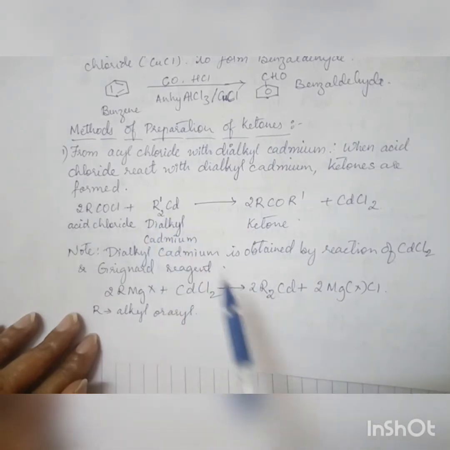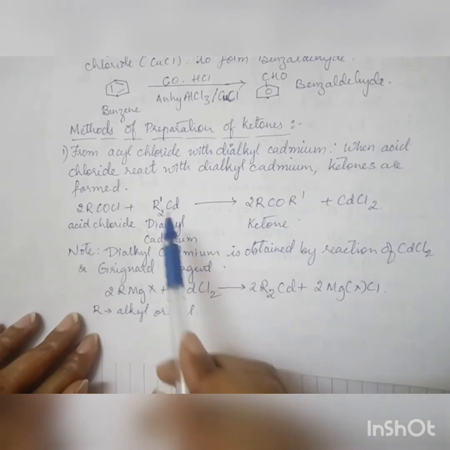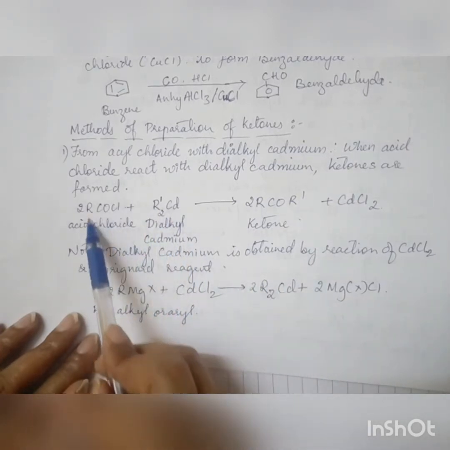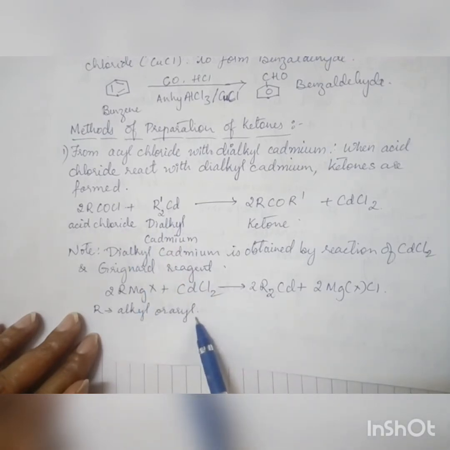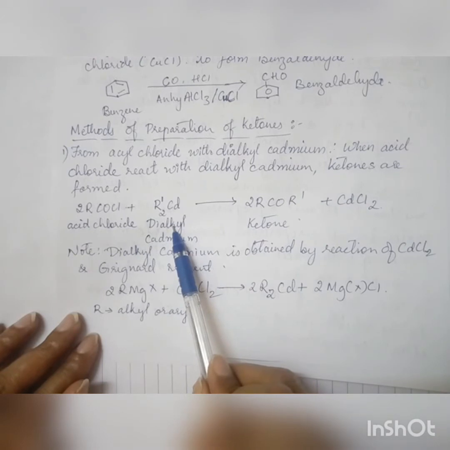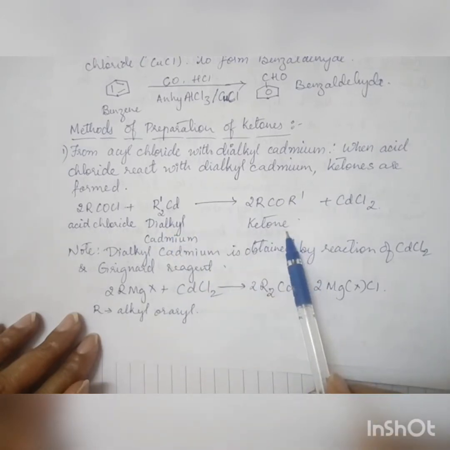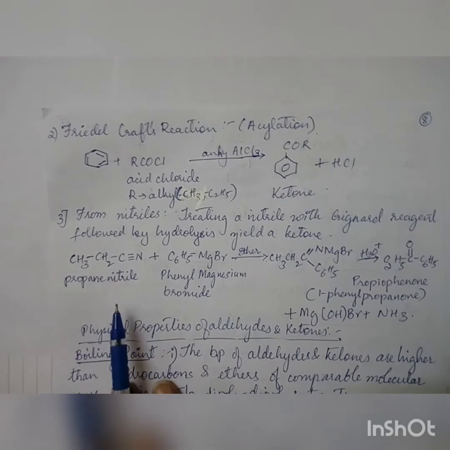So this dialkyl cadmium we are getting here, and we are going to make use of it for the reaction purpose. How this is obtained is given in this note. So what is happening? Acid chloride reacts with dialkyl cadmium and leads to the formation of what? Of ketone. So this is one of the methods of preparation of ketone. Now let us go for the next method.